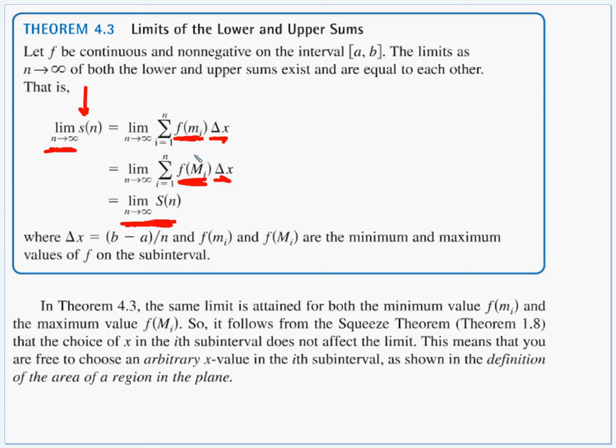So again, area of rectangles, these are just base times heights, but when we let n go to infinity, it doesn't matter if we use left or right hand sums, we're summing up infinitely many, infinitely thin rectangles. Of course, delta x is b minus a over n, and we have our mins and maxes by these notations. In that theorem, the same limit is attained for both min and max values. So it follows from the squeeze theorem, remember the old squeeze theorem, that the choice of x in that ith subinterval does not affect the limit. This means we are free to choose any arbitrary x value in that ith subinterval, as shown in the definition of the area of a region of a plane.